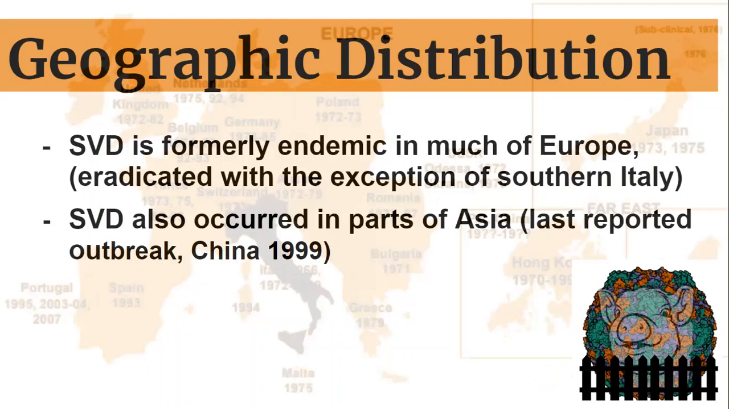So, the geographic distribution of SVD is formerly endemic to much of Europe, though it was eradicated with the exception of southern Italy. SVD also occurred in parts of Asia, the last reported outbreak being in China in 1999.